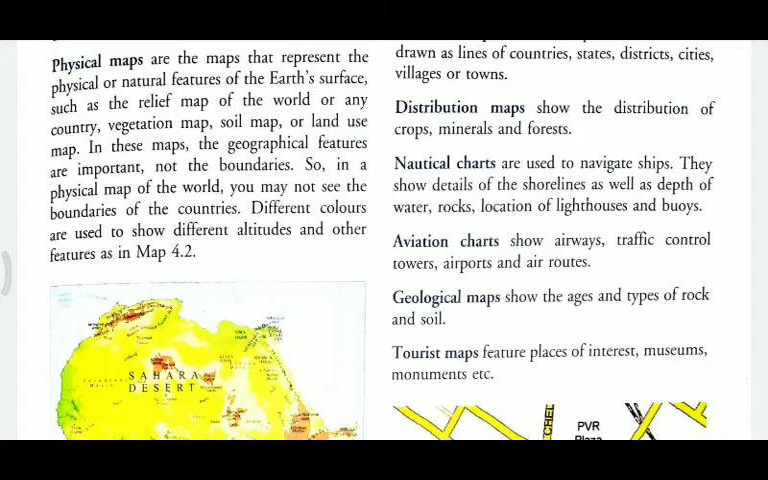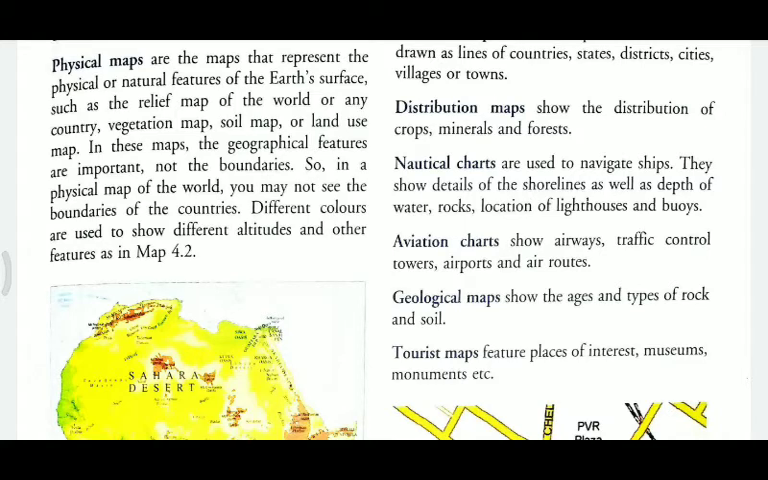Next is aviation chart. Dear student, aviation charts show airways, traffic control towers, airports, and air routes. They help in aviation.